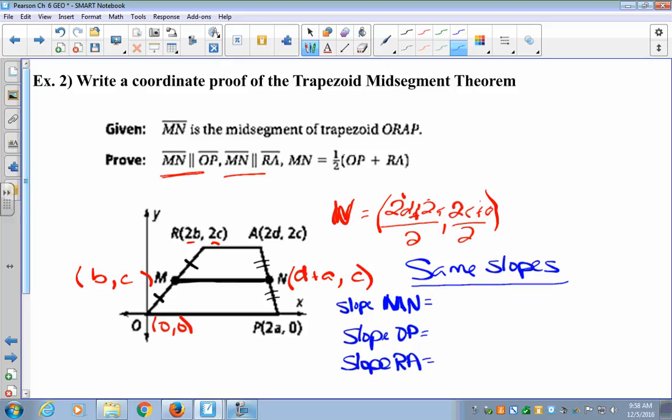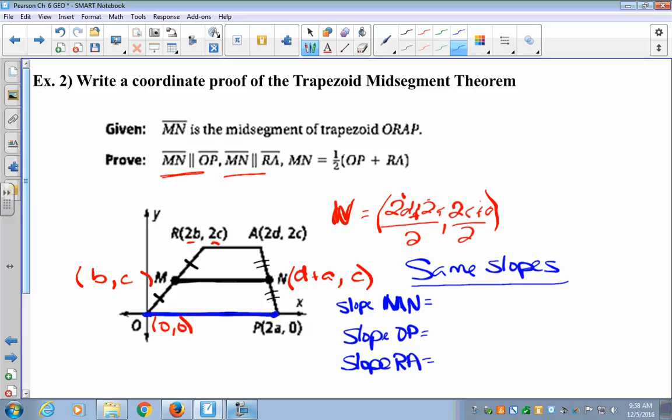And why? So let's just look at OP. What kind of line is OP? It's definitely straight, but how is it positioned? It is a horizontal line. What do we know the slopes of all horizontal lines are equal to?